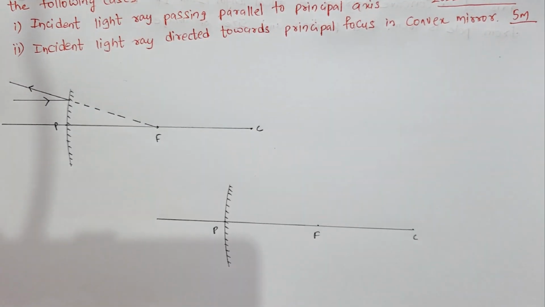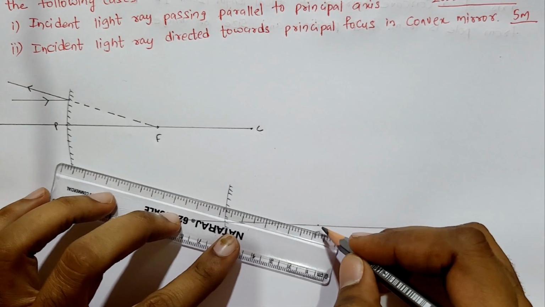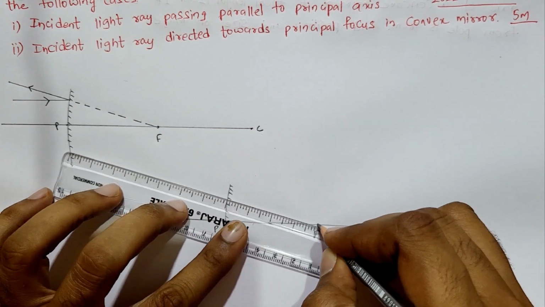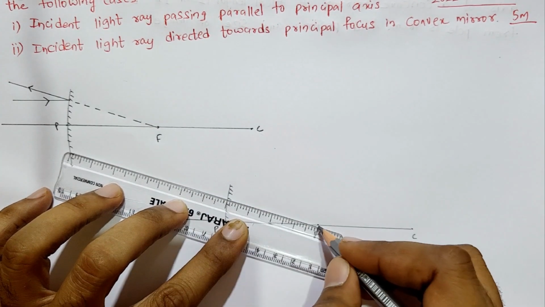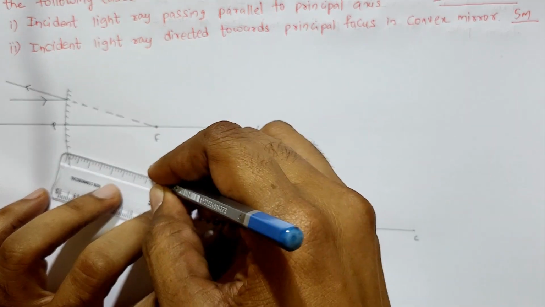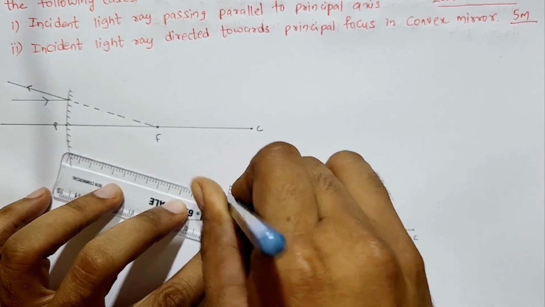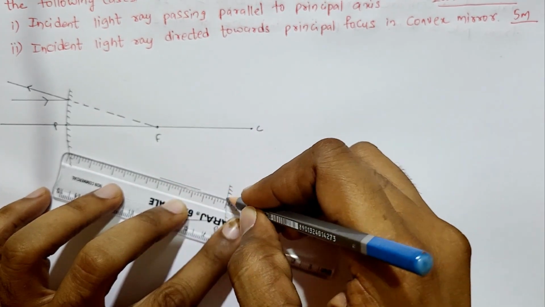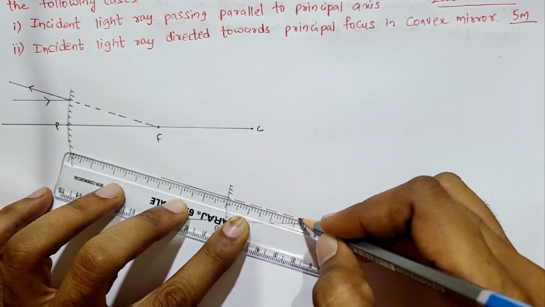So using the method which I have stated before, I have constructed one more convex mirror. So the second case states when the incident light ray passes directed towards the principal focus. So the incident light ray should be directed towards the principal focus. So focus and the point on the mirror should be coinciding. So incident light ray directed towards the principal focus of the convex mirror.